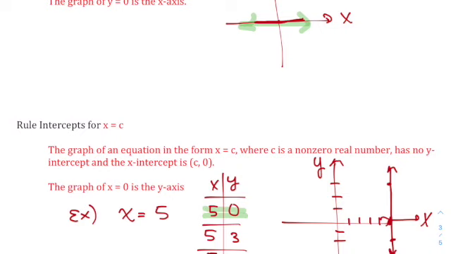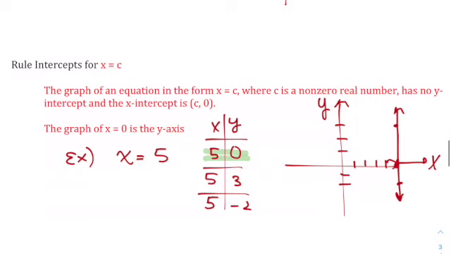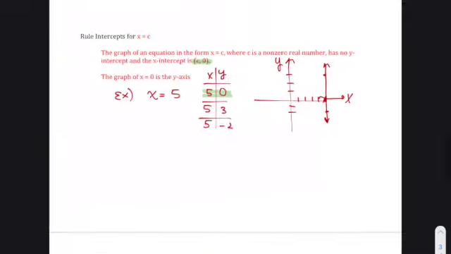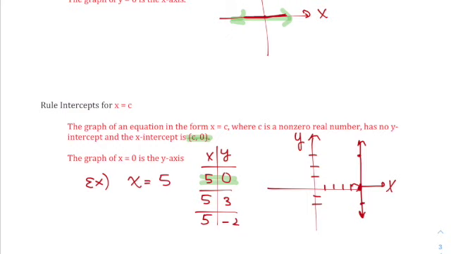Okay, and that is the form right here. (5, 0), same thing as (c, 0). And that is the x-intercept, y-intercept part of the graphing.